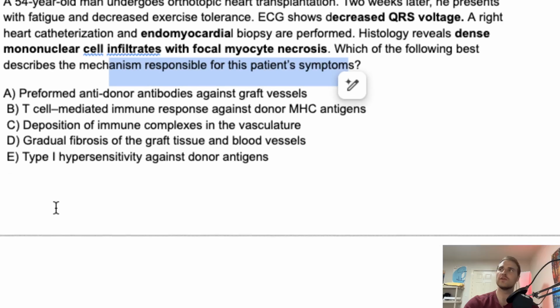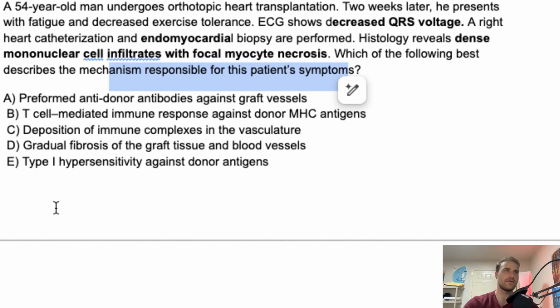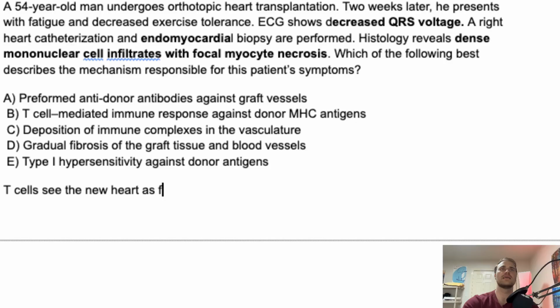It happens in the first few weeks to months after a transplant, and the problem is that you got the T cells, which is a type of white blood cell, see the new heart as foreign, right? And so then they attack that heart tissue.